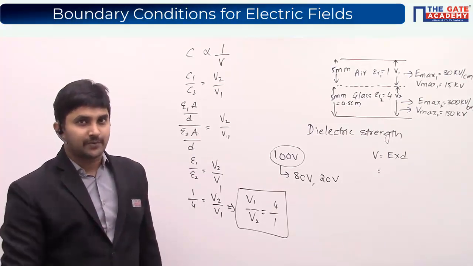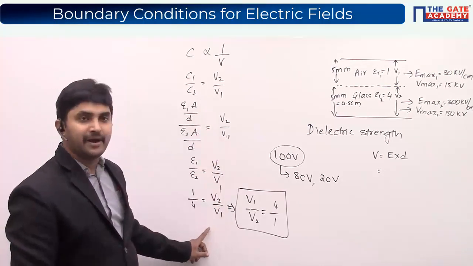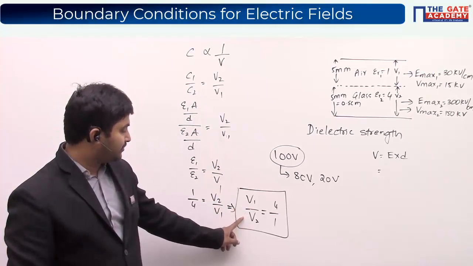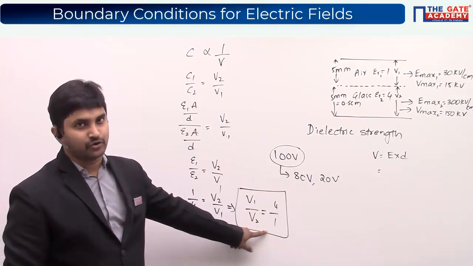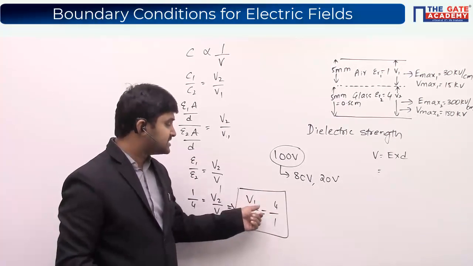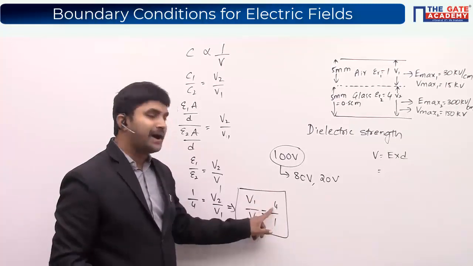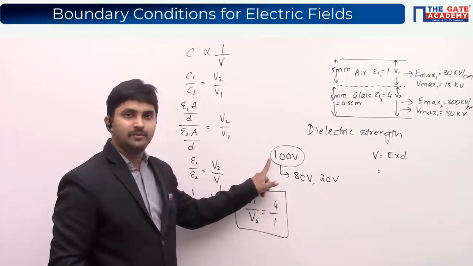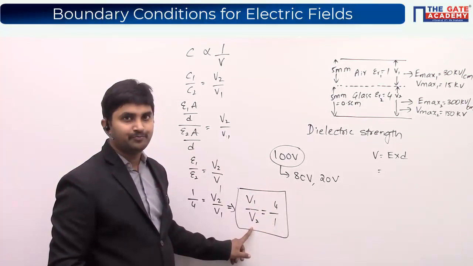Okay, so I'll repeat once again. See here, I think you have understood this particular part till here, that V1 by V2 is going to be 4:1. Now you see, it means the potentials are divided in the ratio of 4:1. So 4/5 of the part will move into the first one, and 1/5 of the part is going to move into the second one. Yes or no?